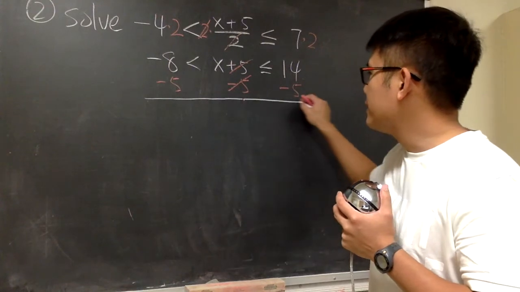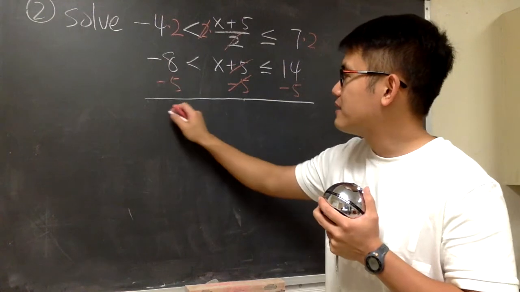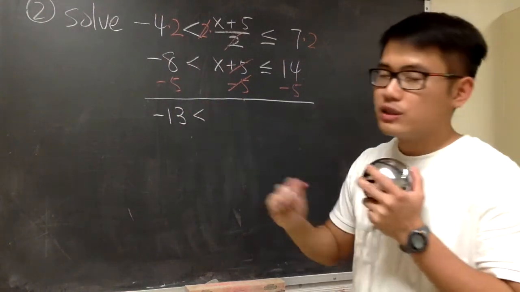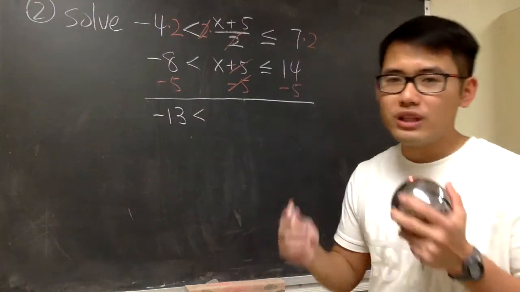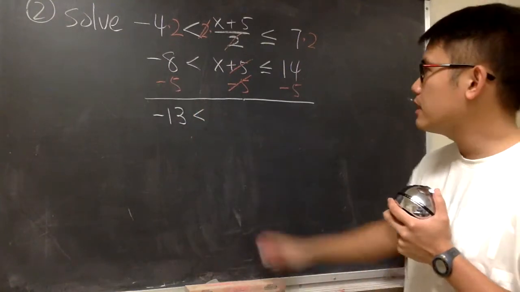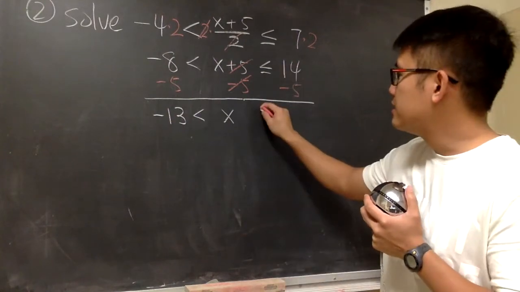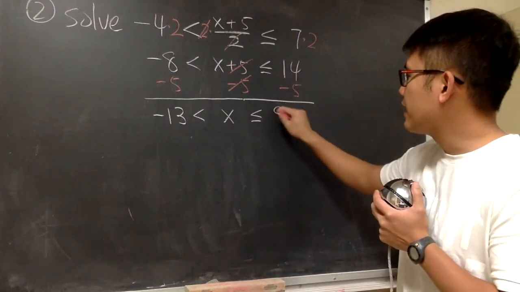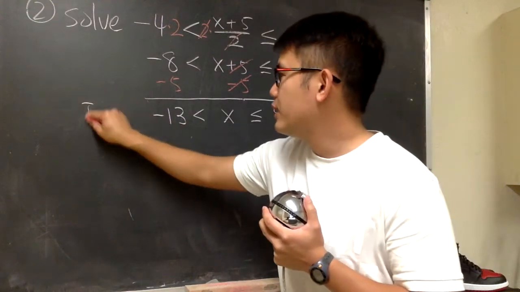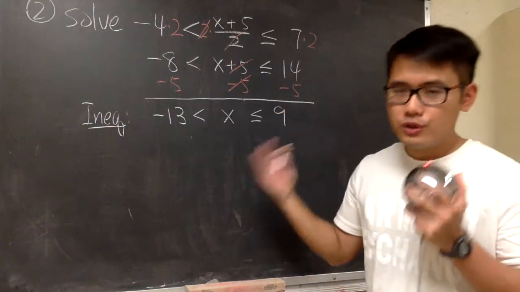Okay, and you see, we are subtracting 5. -8 minus 5, that's -13. We maintain the same symbol. We don't switch. Only when multiplying or dividing by a negative number. This right here, we didn't need to do that. x will be in the middle, and it is by itself now. And then this is less than or equal to 14 minus 5. That's positive 9. And we are done. This is the inequality way to show the answer.